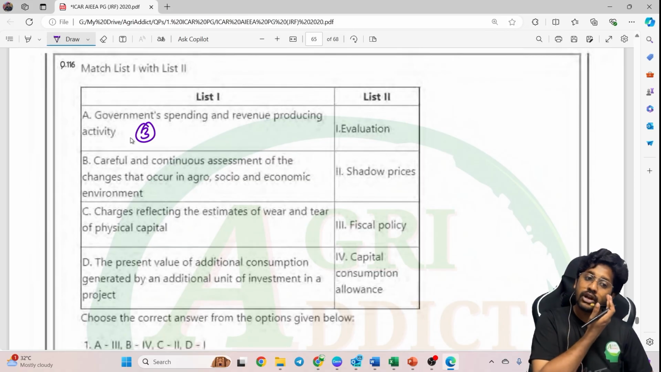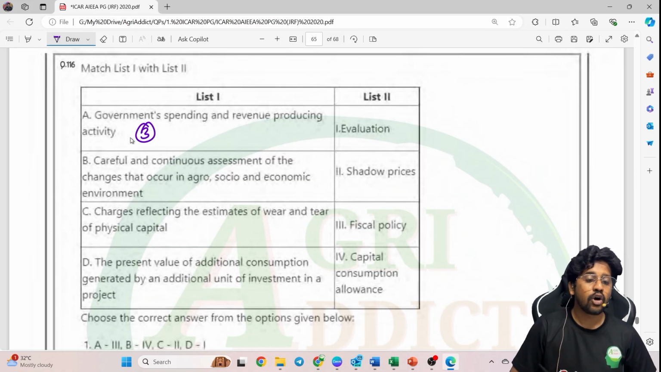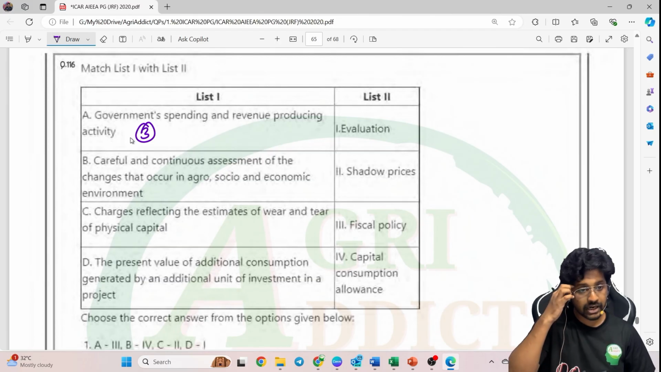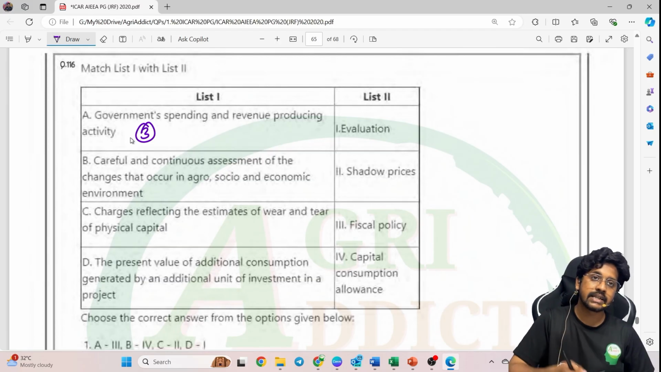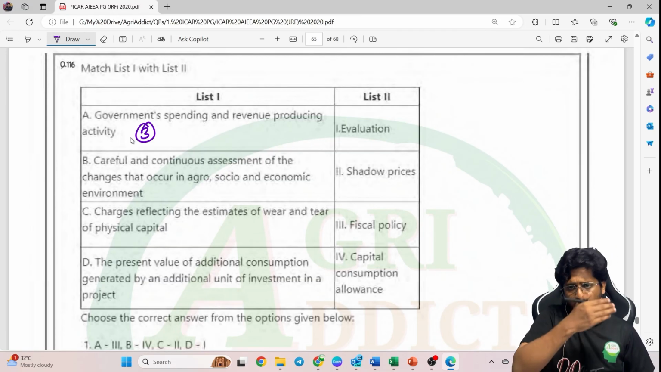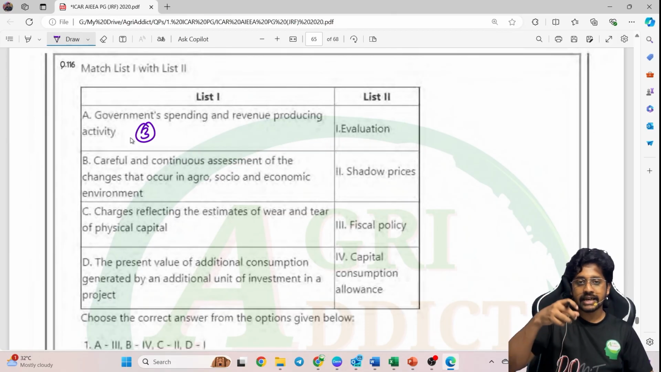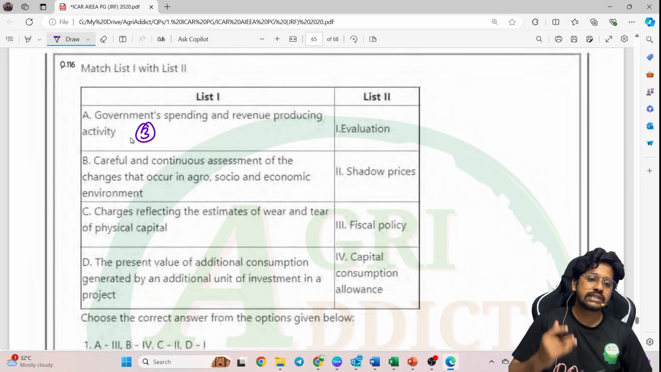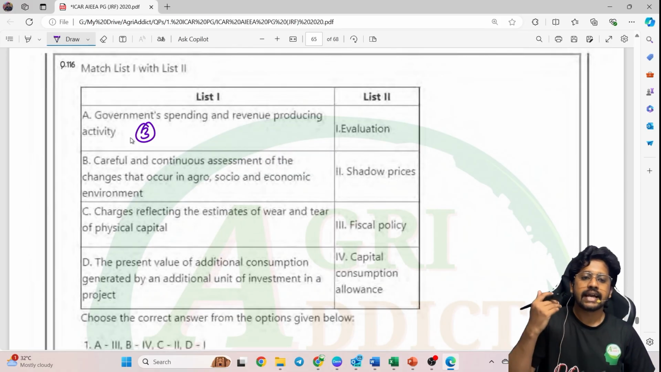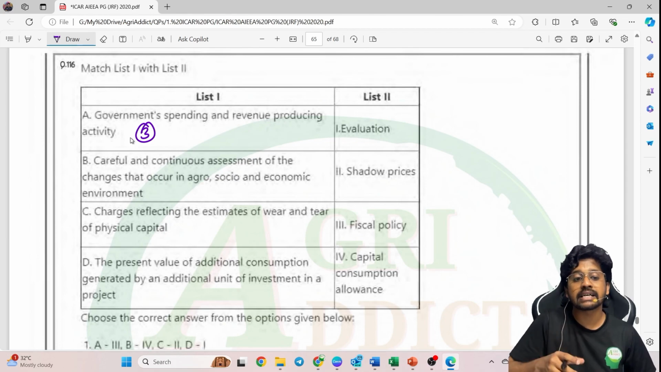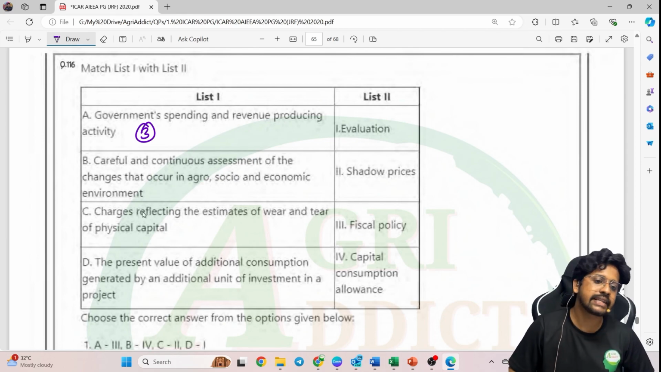The second one, careful and continuous assessment of the changes that occur in the agro, socio and economic environment. When we studied the project cycle, during all the steps when we are implementing the plans, during each stage we have to thoroughly and continuously assess whether it is going according to the plan, right? We have to check whether the agro, socio and economic as well as environmental impacts are according to the plan or not, and that can be considered as monitoring or evaluation. So therefore, B can be connected with the first one.